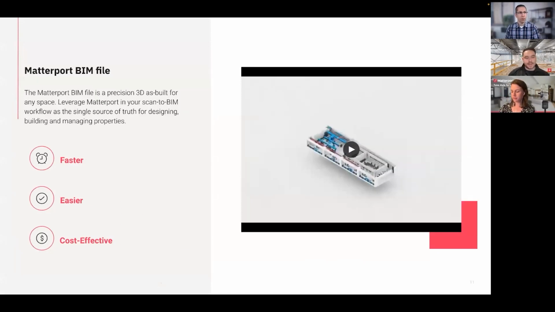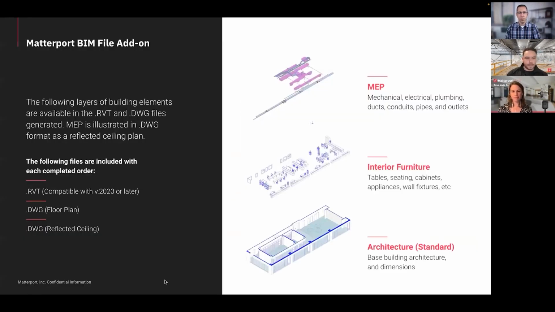So next slide is our Matterport BIM file. Really exciting innovation that we released last year. What this does is it completes the whole scan to BIM process, as many people are familiar. Using the Matterport platform, we make it extremely simple to capture your space, turn it into a digital twin. And now with the BIM file, your digital twin can be converted into a design asset that your design team can take and use as an as-built background or the beginning of your design process.